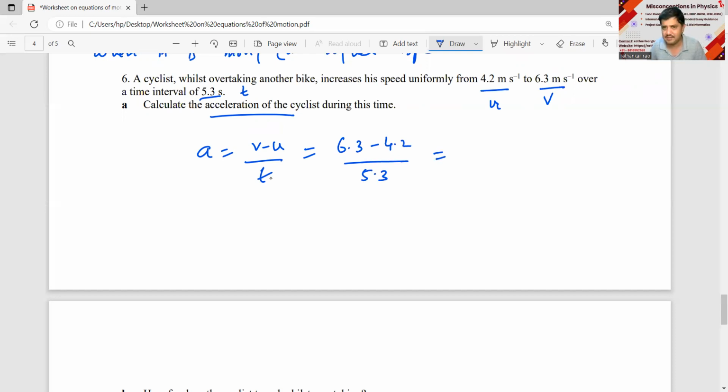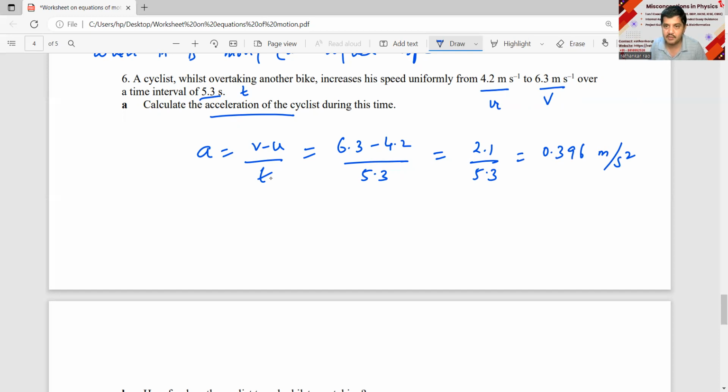All big numbers. It's not so easy to calculate this. Let us see. 6.3 minus 4.2 should be 2.1. It should be 2.1 divided by 5.3. Now let us calculate this. So 2.1 divided by 5.3 should be 0.396 meter per second square. How many significant figures? It should be in 2 significant figures.